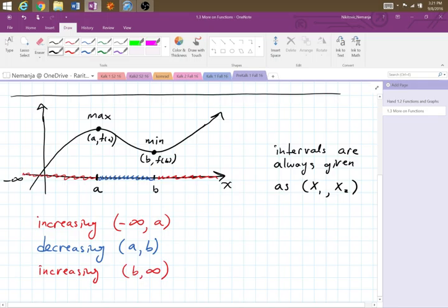And you say, okay, intervals. That means that I have to provide 2 x values, so the function will be rising from negative infinity up to a, and then decreasing between a and b, and then increasing again from b to infinity. So you are strictly providing these. Now, if I ask you where is the maximum, you will say it's at a, f of a. Now, those are an x and a y. It's the x coordinate and it's the y coordinate. So that's the point in space.